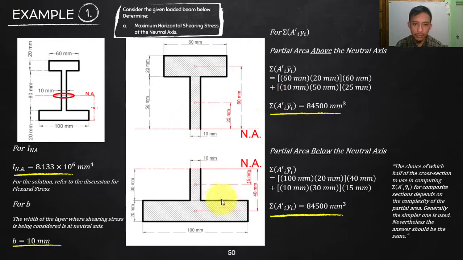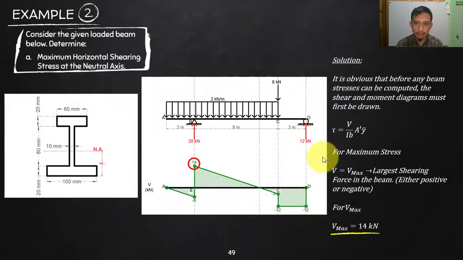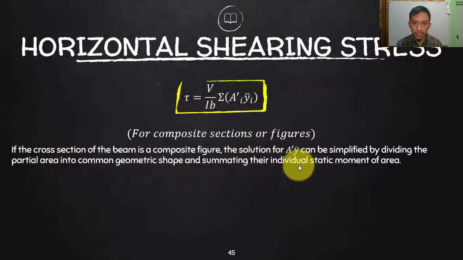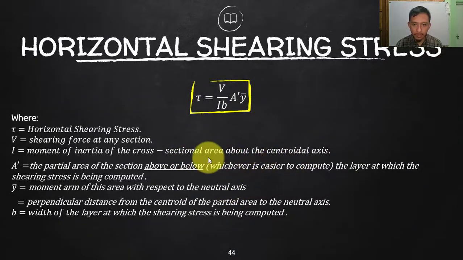Okay, below, let's try to do the same. Get the moment of area. So in this area, that is 20 times 100. Moment arm of that is 40. And then in here is 10 times 30. Moment arm is 15. So that will be giving us exactly the same 84,500, which is again, comparing the upper and the lower of the neutral axis, that will be giving us the same. So that's why in the note here on our derivation is for you to consider which one will be easier to be calculated. A prime, it's up to you if you will consider the above or below, whichever is easier to compute.